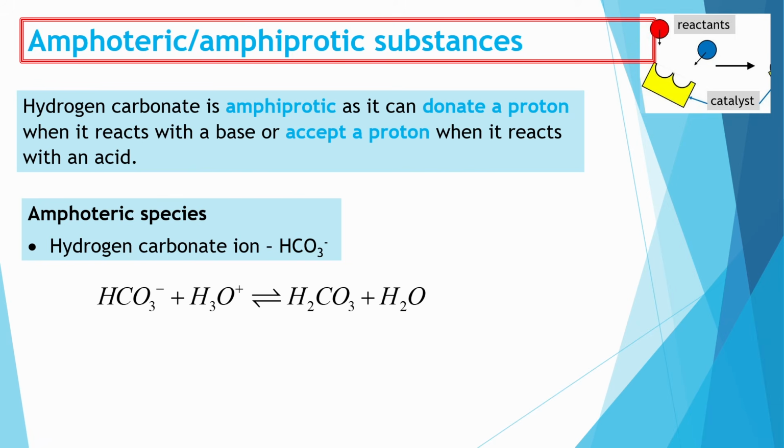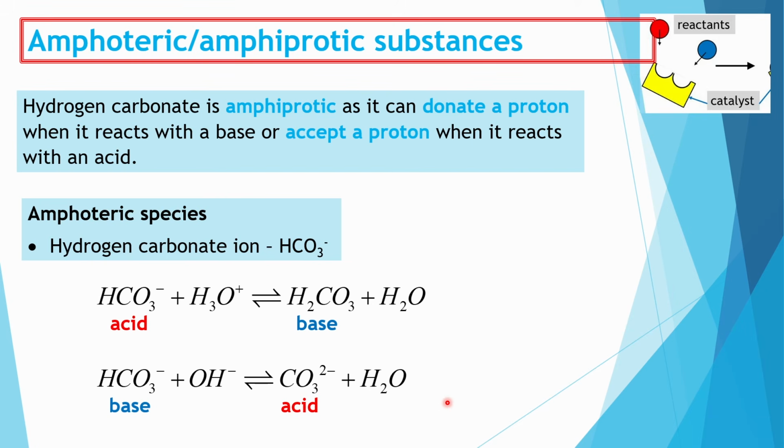So here it is, acting as a base. Hydrogen carbonate will accept a proton from the acid particle H3O+, and it will become H2CO3 plus H2O. But if we put it reacting with the hydroxide ion, it's going to donate its proton, and it's going to turn into the carbonate ion in water. And that's amphiprotic, right? So if you have to explain or show something being amphiprotic or amphoteric, you are just going to show it reacting with an acid or reacting with a base. They've put those questions in the past and they might in the future.